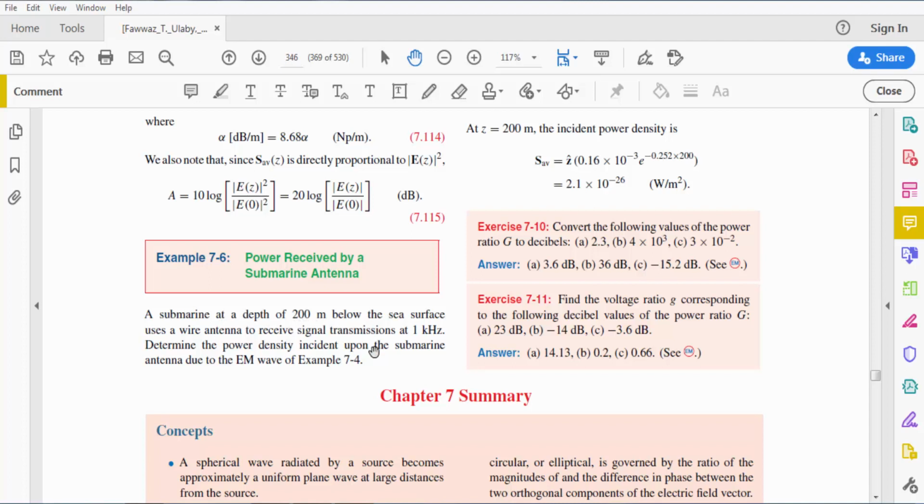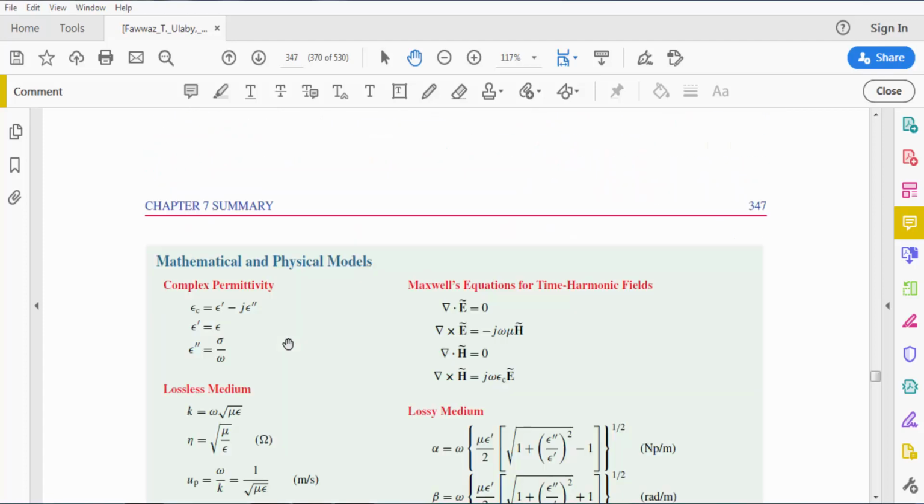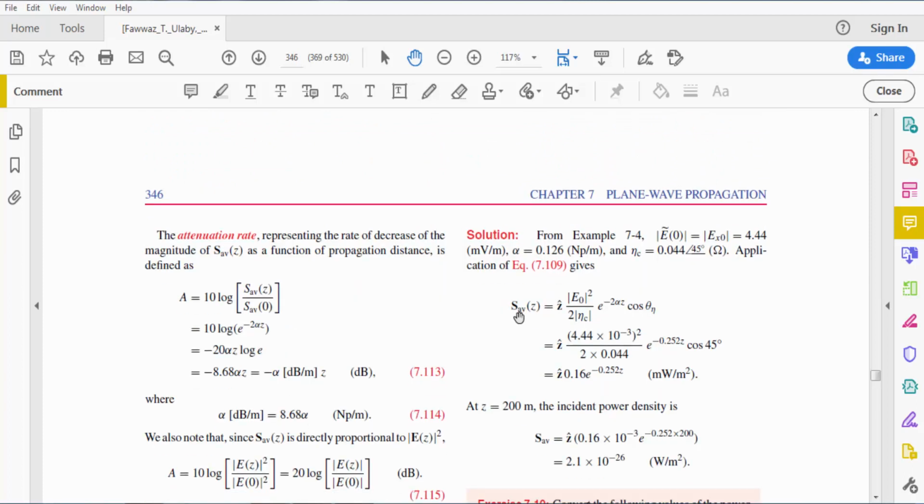Of course, if we need to calculate the power density, we will need to use the formula of the power density for lossy media, because now we are talking about seawater. So for lossy media, it is the magnitude of the maximum electric field squared, divided by 2 times the magnitude of the intrinsic impedance, all multiplied by the attenuation function and multiplied by the cosine of theta, the phase of the intrinsic impedance. All these parameters will be taken from example 7.4.